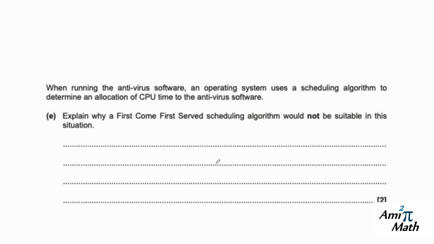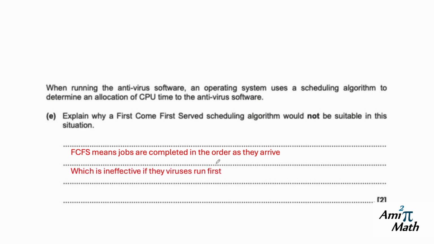When running the antivirus software, an operating system uses a scheduling algorithm to determine an allocation of CPU time to the antivirus software. Explain why a first come first serve scheduling algorithm would not be suitable in this situation. So first come first serve means that jobs are completed in the order as they arrive, but say a virus ends up running first and the antivirus software arrives after, this means that the virus checker may never run or take a very long time to start running, and then the viruses will run first.